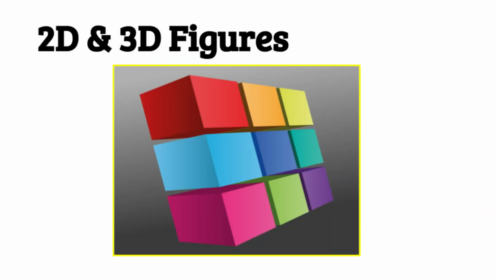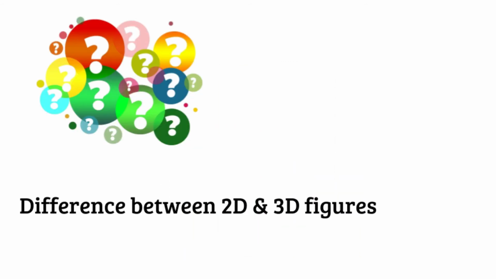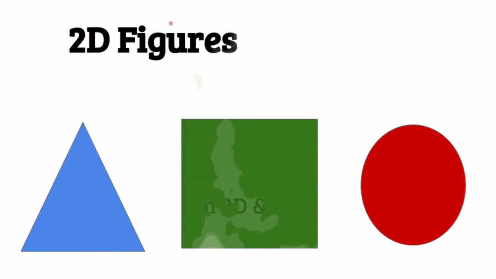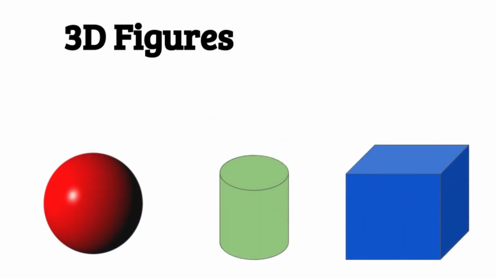In the last unit, shapes, students learn about two-dimensional and three-dimensional figures. They figure out the fundamental difference between two-dimensional and three-dimensional objects, and they will be able to identify and name two-dimensional figures like triangle, square, rectangle, and circle, and three-dimensional objects like blocks, cylinder, cones, spheres, and pyramid.